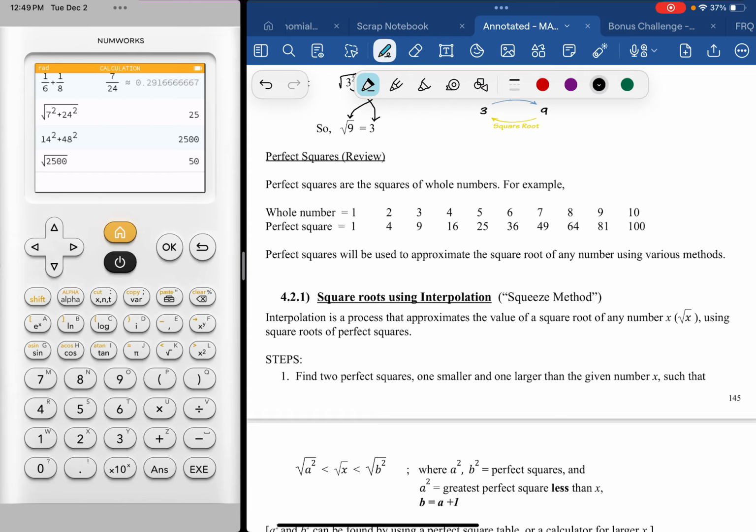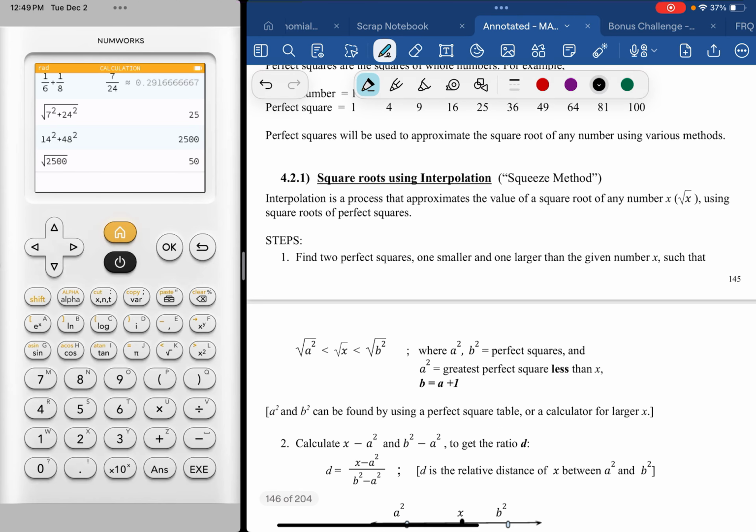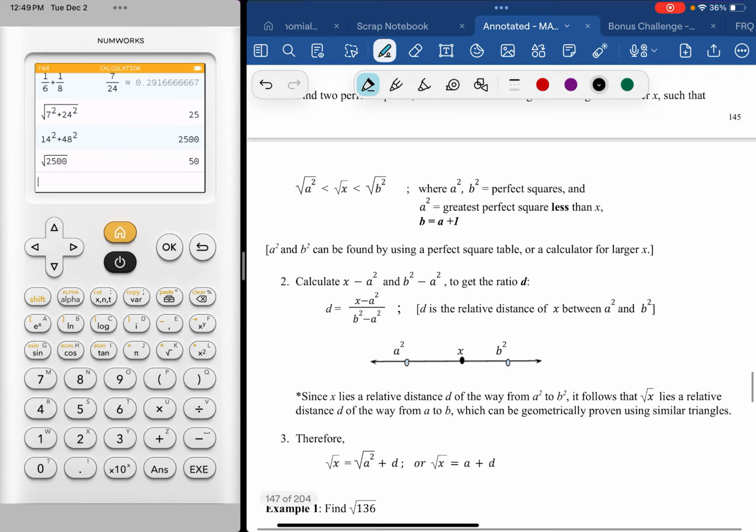Methods for finding square roots. We could use an interpolation method, a process that approximates the value of the square root of any number using the square roots of perfect squares. Right? So we're basically looking to squeeze the decimal in between two known perfect squares. So find two perfect squares, one smaller, one larger than a given number. And oftentimes it's just a matter of one base unit in either direction. All right, I'll show you an example of that in a second.